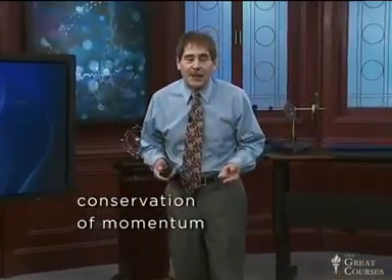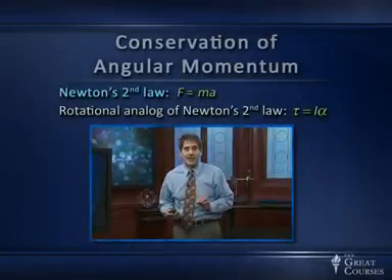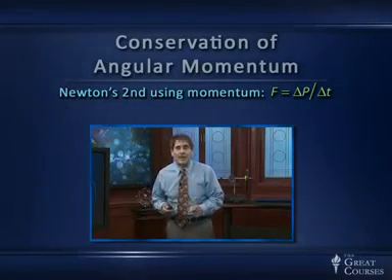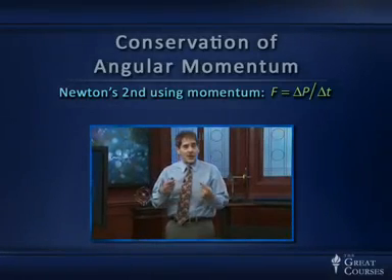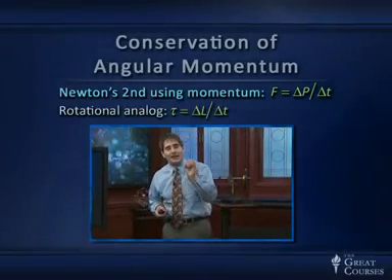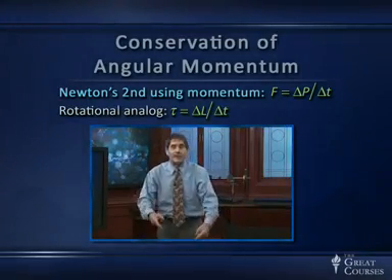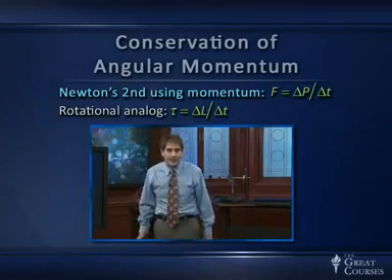Let's look in particular at the conservation of angular momentum, because we've just seen that angular momentum is the rotational analog of linear momentum. So we have Newton's second law, F equals ma, the rotational analog, torque equals I times alpha. Newton's second law, written in terms of momentum, reads F equals rate of change of momentum of a system. F equals delta P divided by delta T. So the rotational analog of that will read torque equals delta L over delta T, the change in angular momentum per time. Torque is the rate of change of angular momentum. Force is the rate of change of regular, linear, old-fashioned mv traditional momentum.